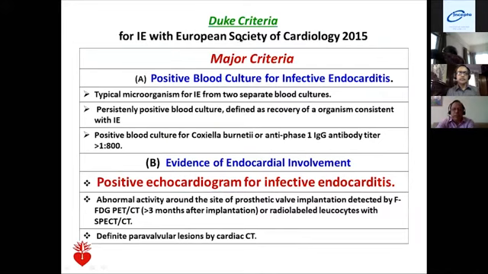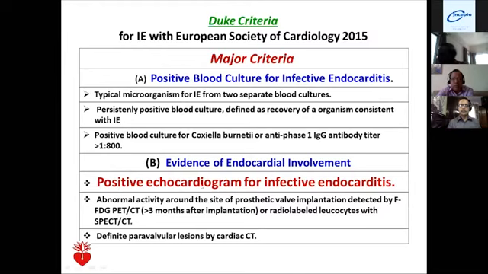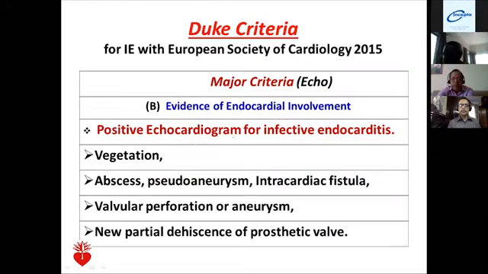As you have learned about the Duke criteria, among the major criteria there is positive blood culture and evidence of endocardial involvement. Under the evidence of endocardial involvement, there are three components. The main component is the positive echocardiogram for infective endocarditis. So I will concentrate on positive echocardiogram of infective endocarditis according to Duke criteria. And what are the types? These are the vegetations, abscess, pseudoaneurysm, intracardiac fistula, valvular perforation, aneurysm, and new partial dehiscence of the prosthetic valve. And by echocardiography, we'll concentrate to find out these parameters of infective endocarditis.